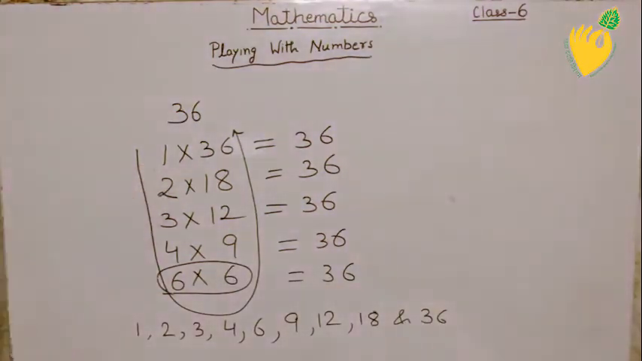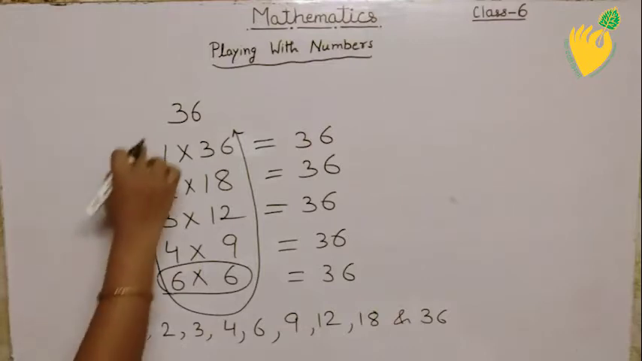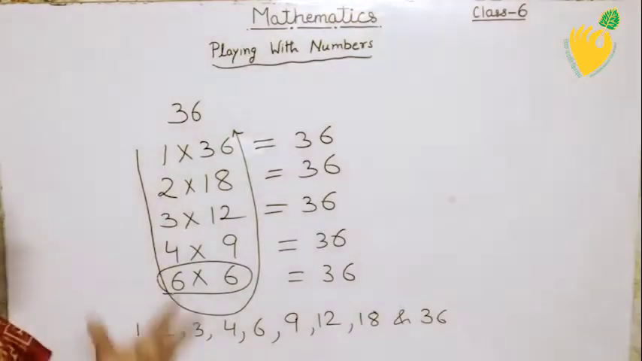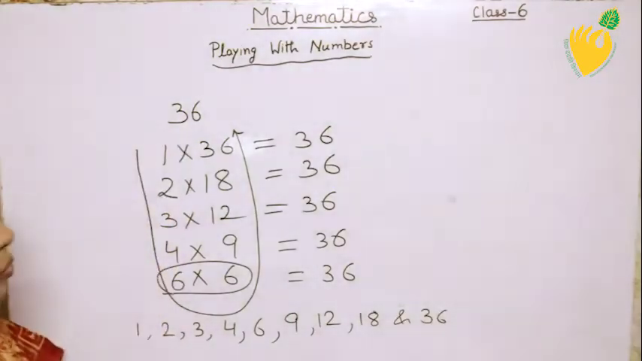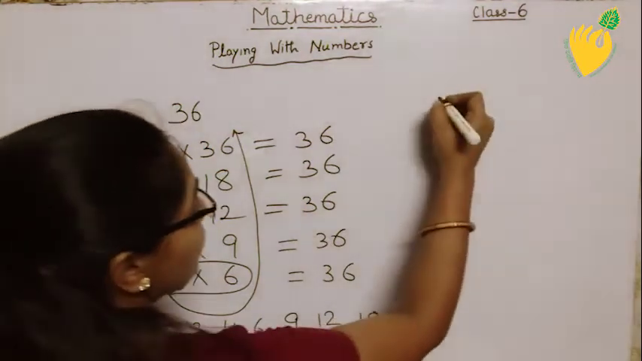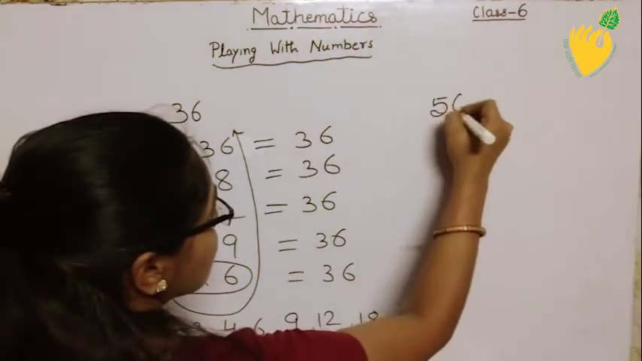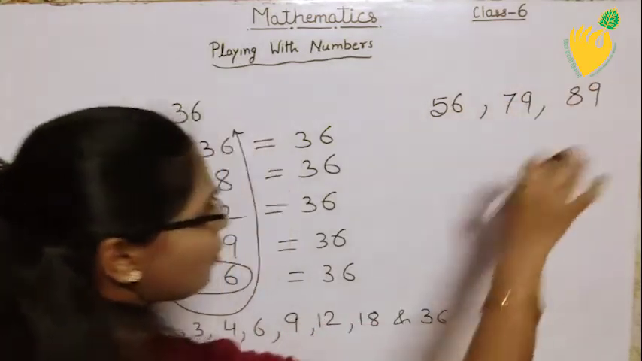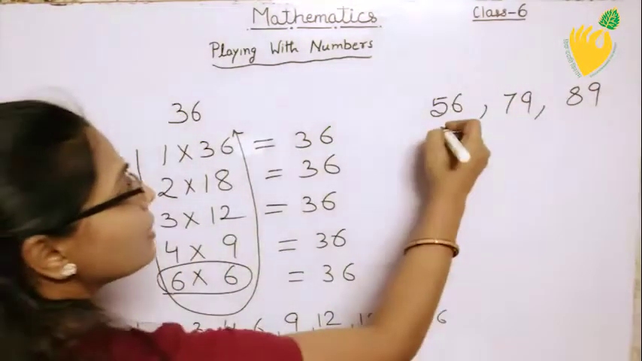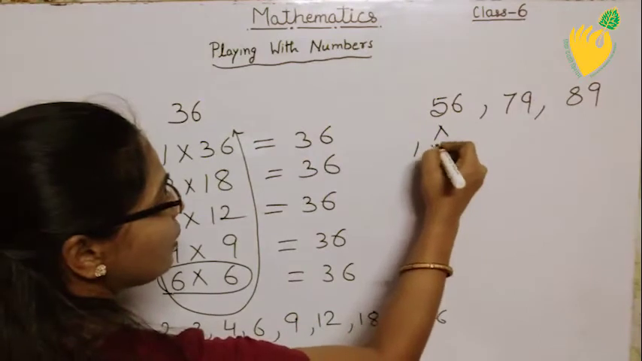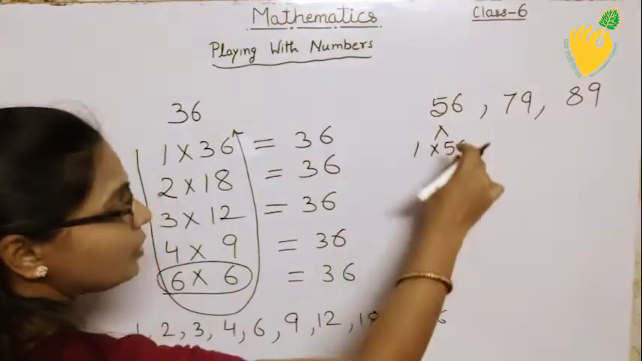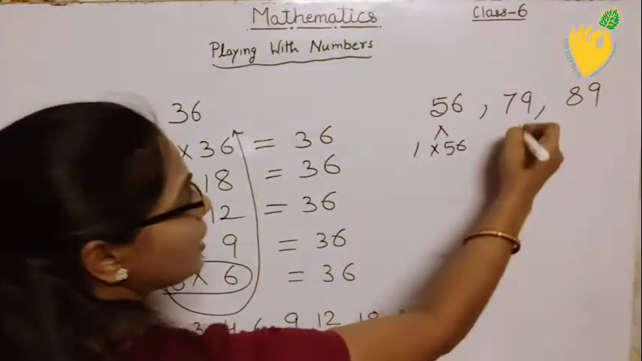And what is so special about 36, students? That is 1 and 36, that is the number itself, and 1 is the factor of 36. It will happen with every number, students. If you take any number, suppose 56 or 79 or 89, any number, you will find that the number itself, that is 1 and 56, that is 56 and 1 both will be the factor of that.